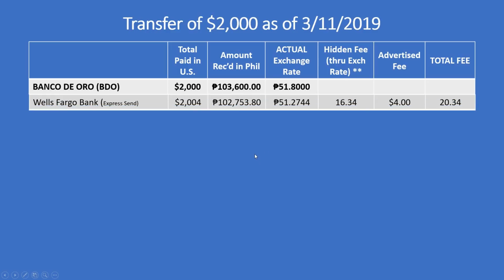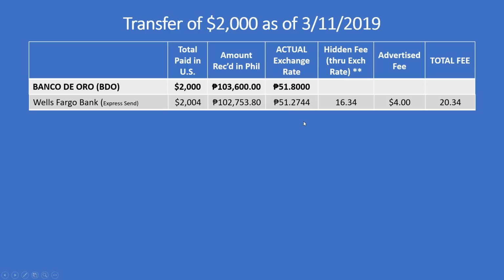Now, let's see what Wells Fargo Bank will do for me under their so-called Express Send service. If I transfer $2,000, I will pay them a fee of $4, and they will give me 102,753.80. So right there between the two, you can see that I'm getting less and I'm paying more. All you have to do is to divide the amount you will receive in the Philippines by the total dollars you will have to pay here in the US. And that will give you this exchange rate. As you can see, it's lower.